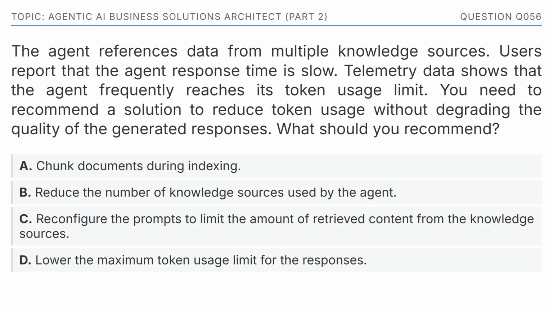What should you recommend? The options are: option A, chunk documents during indexing. Option B, reduce the number of knowledge sources used by the agent. Option C, reconfigure the prompts to limit the amount of retrieved content from the knowledge sources. Option D, lower the maximum token usage limit for the responses.